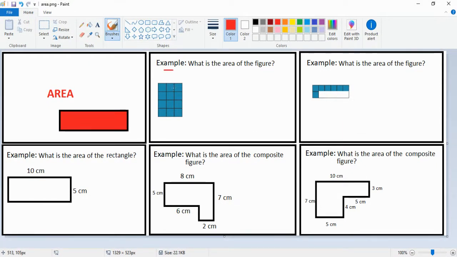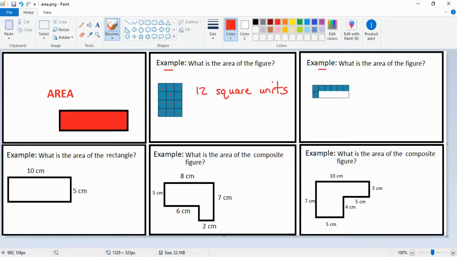We have a rectangle here again that's been divided equally into squares. So to find the area of this figure, we just count the squares. 1, 2, 3, 4, 5, 6, 7, 8, 9, 10, 11, 12. The area is 12 square units. We're dealing with square units.